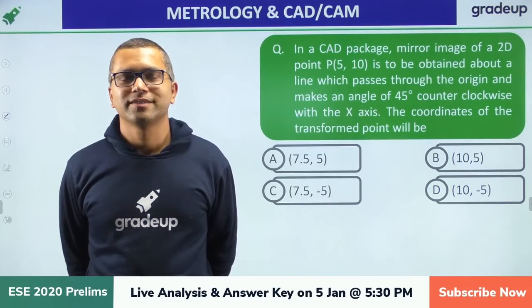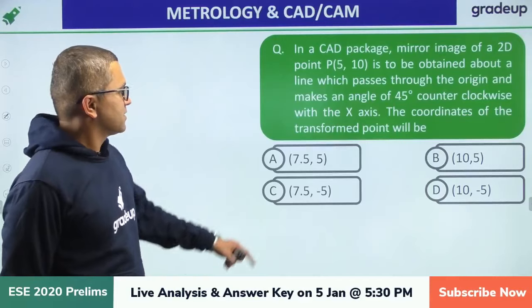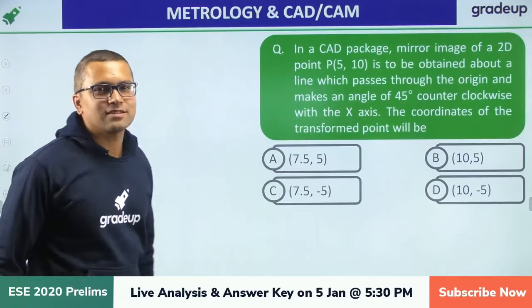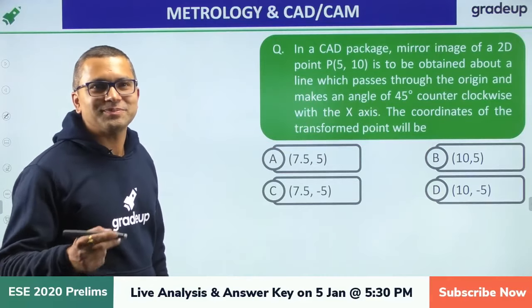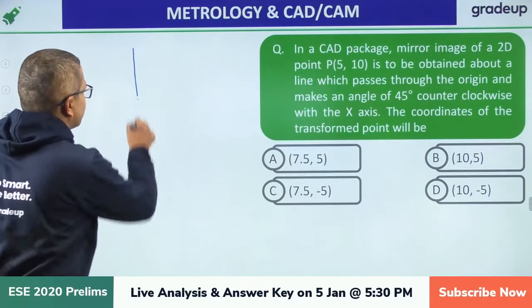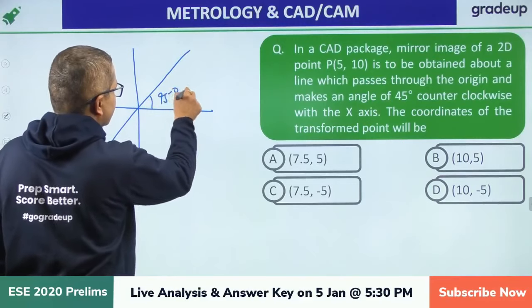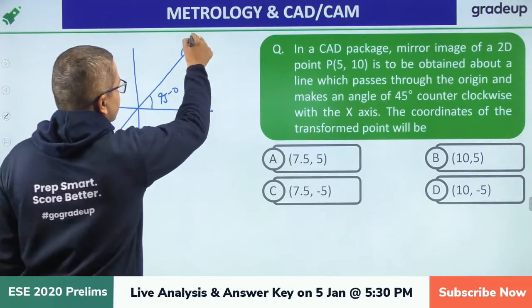Come on, come on, rest. Okay, can you please identify which one is this line? 45-degree counterclockwise with the x-axis. What is this line? There's a line. We are talking about this line, 45-degree, passing through the origin. So what is the equation of this line?